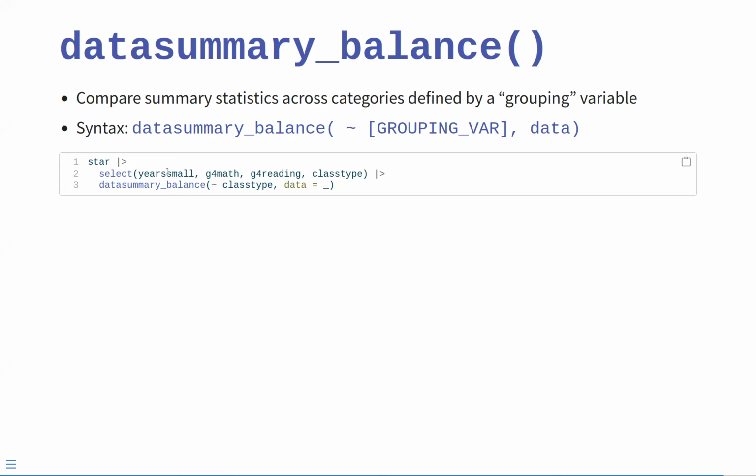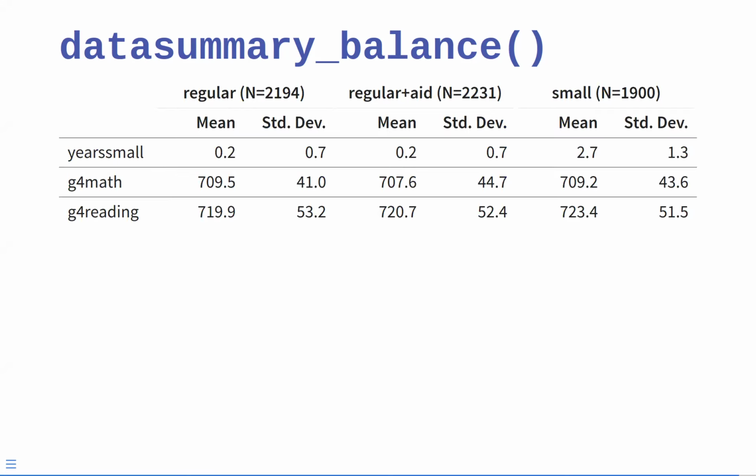So what I'm going to do here is select some columns: years small, G4 math, G4 reading, and class type. Then I'm going to pass these in as the data argument to data summary balance. Isn't that fun? Using the underscore syntax. And then I'll supply class type as a grouping variable. So what this will do is produce summary statistics broken down by class type, which in this case is pretty handy because class type is exactly what was randomized in this experiment.